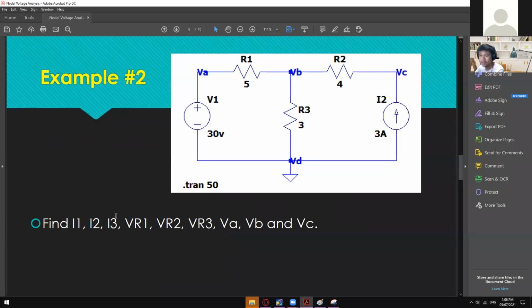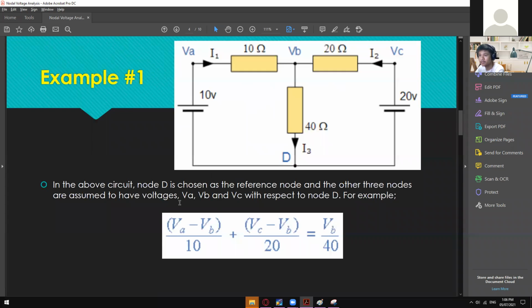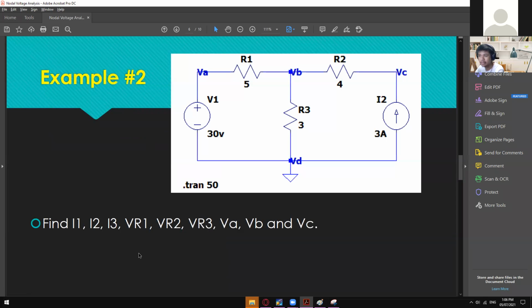So this is not the complete version of what we have in here. In here we are only solving for the VB and then I3. But in here, let's now try to find the individual currents I1, I2, I3, and then the individual voltage drops VR1, VR2, and then VR3. And then the VA, VB, and then VC.